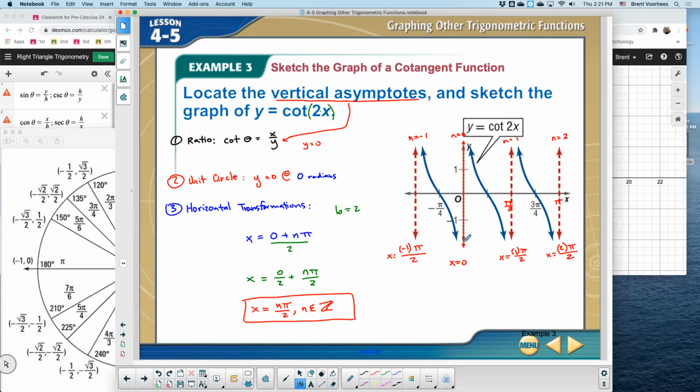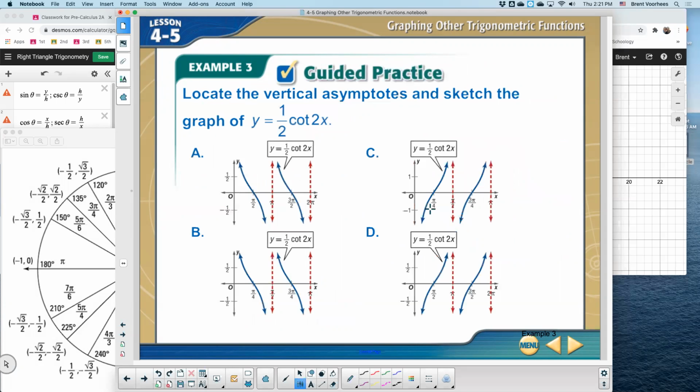That would be the location of that asymptote right there. So now that you've seen that, you ready for it? DOL number 3. Go ahead and try this problem.